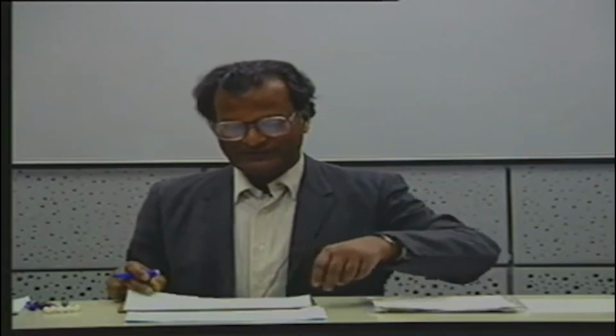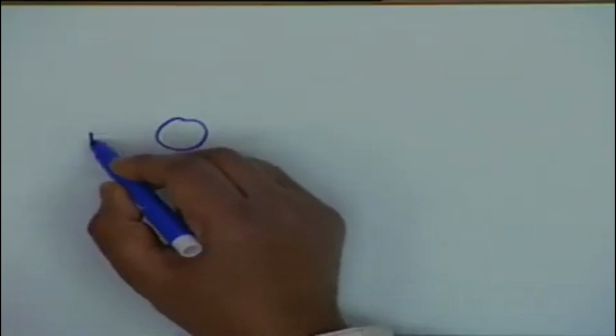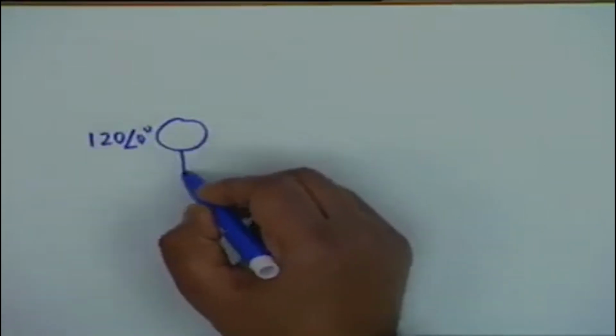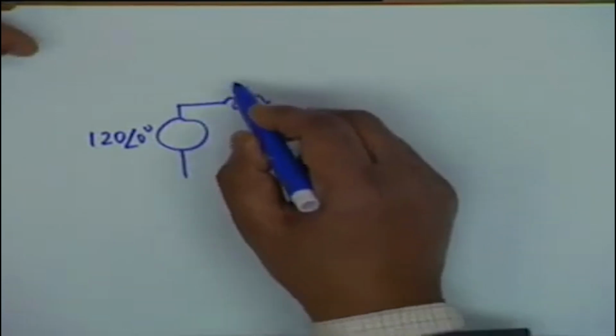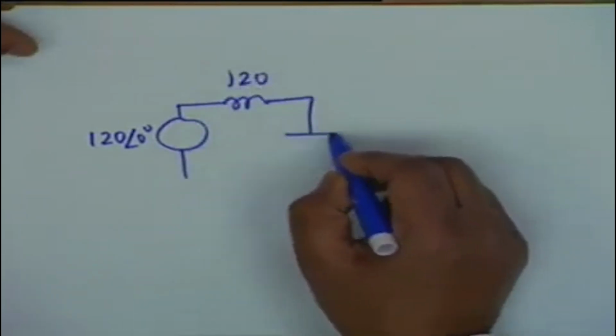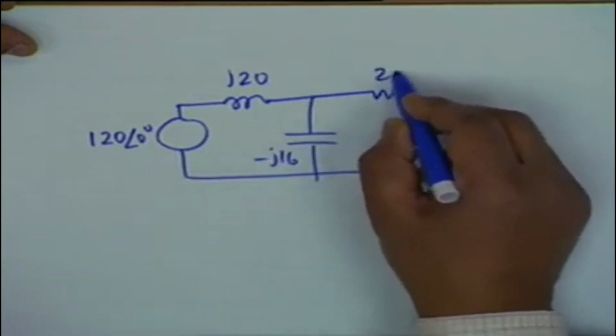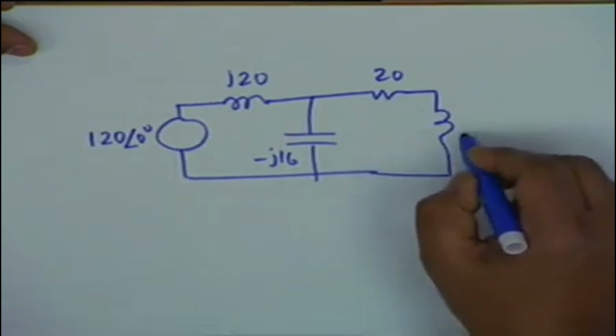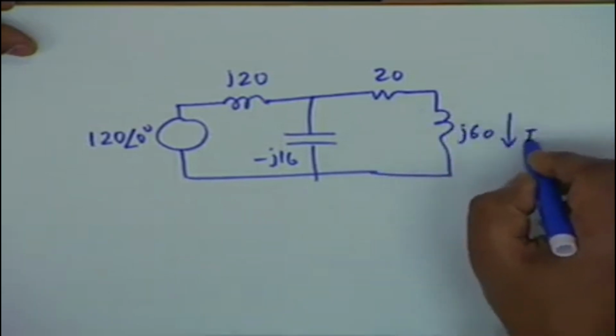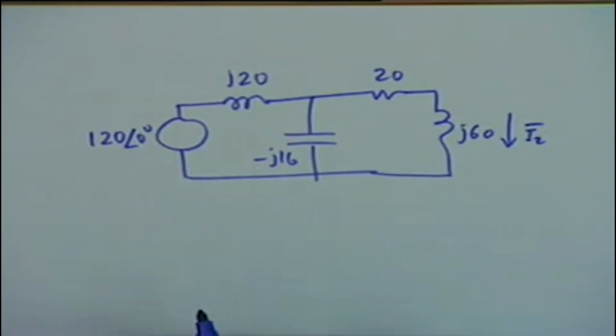If I take the same problem, namely to find out the current, let me draw it again: 120 at 0 degrees, J20, minus J16, 20 and J60, and the problem is to find out this current I2. I could also have done this by application of either Thevenin's or Norton's theorem.